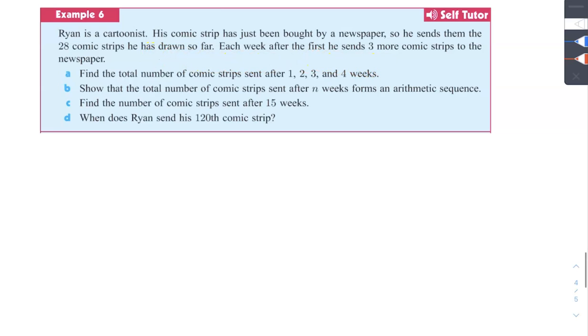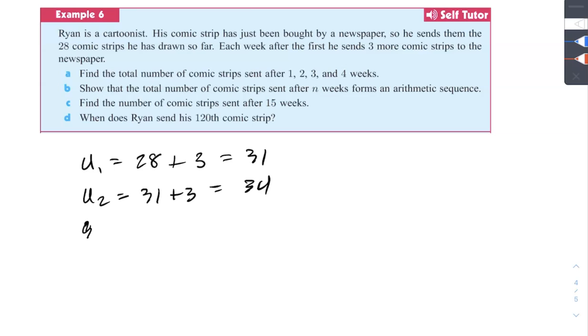So after the first week, he sent 28 originally, plus he sent 3 more. So that is 31. After the second week, he sent 31 so far, but he sends 3 more. So that's 34. And the third week, he sent 34, but he adds 3 more. 37. And then the fourth week, 3 more to that, and he gets 40 in total. So that's what we sent in total.